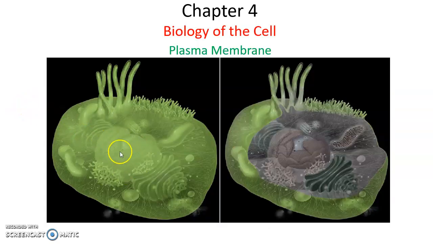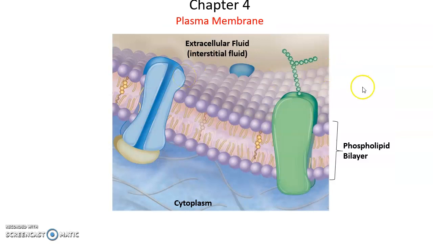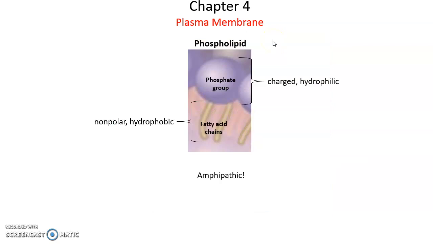And here's just another view of just the plasma membrane being highlighted. So the plasma membrane is composed of a phospholipid bilayer. That should be familiar. These little spheres with the little tails hanging down, these are phospholipids. When they come together to form the plasma membrane, they form two layers, two sheets. And then they separate the inside from the outside of the cell. So they separate the cytoplasm from the extracellular fluid, sometimes known as interstitial fluid.